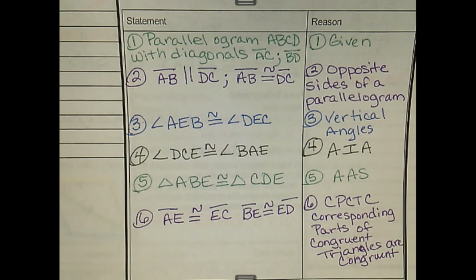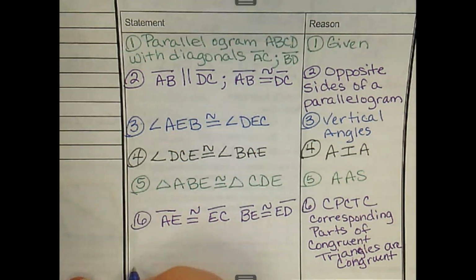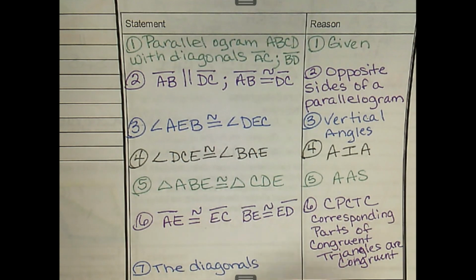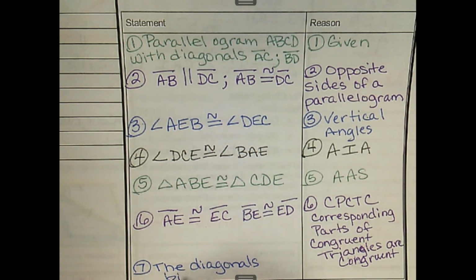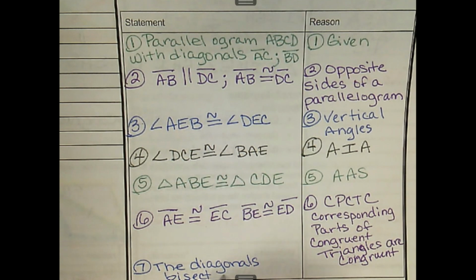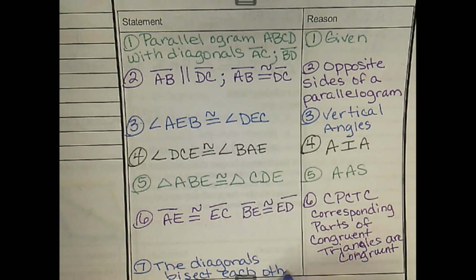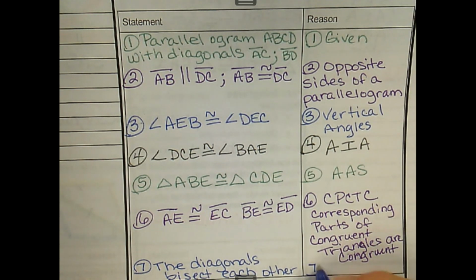Okay, last statement. If the pieces are congruent, what do we know about the diagonals? They bisect each other. And that is by definition.